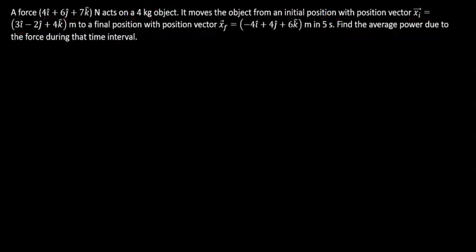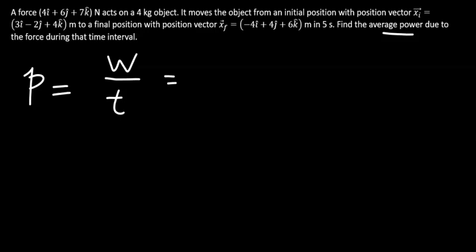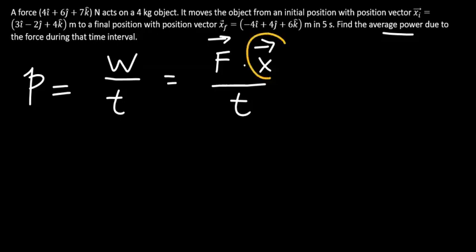The first thing to realize is that the force is a constant force. It is fixed in direction and magnitude. Note that we are interested in power. Now, power is defined as the amount of work done over a certain time interval. And work by a constant force is simply the dot product of that constant force with displacement. And then take that, divide by the time interval. So let's first figure out what that displacement is.